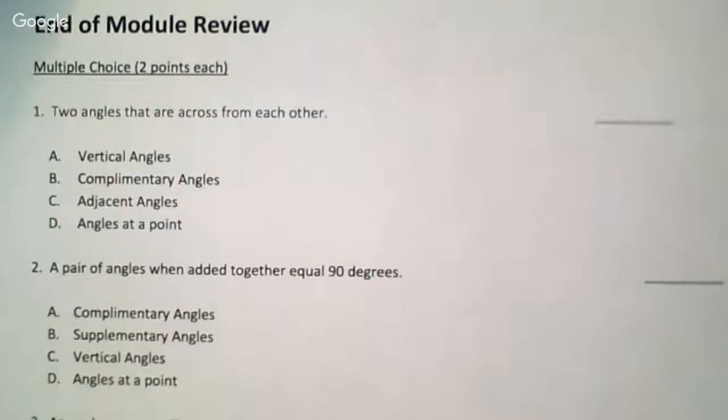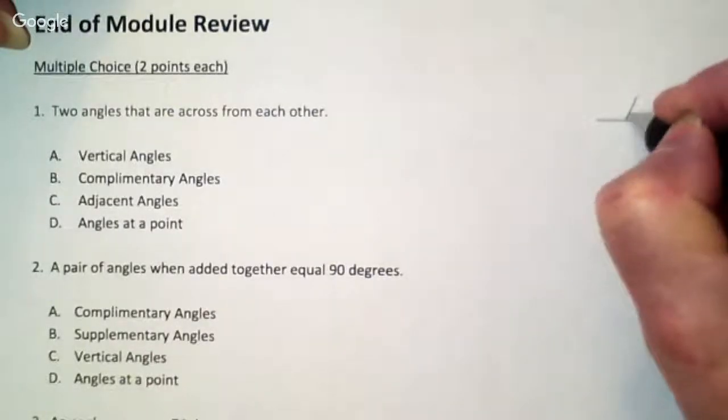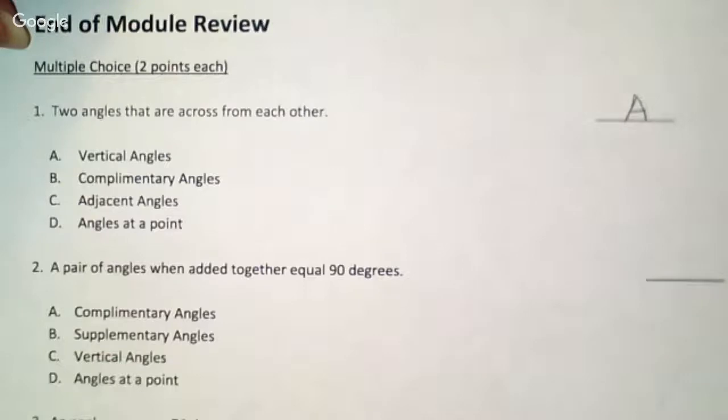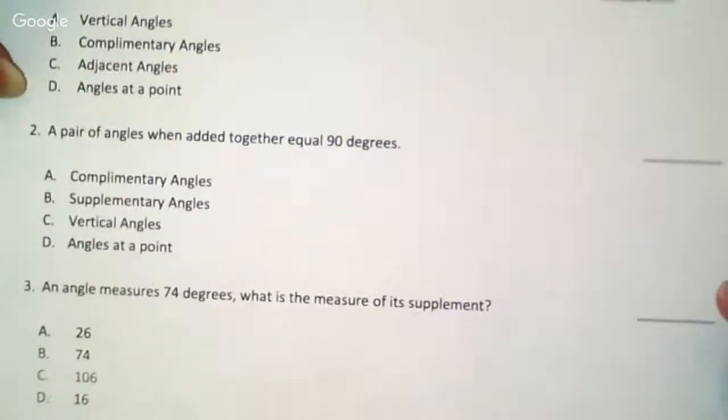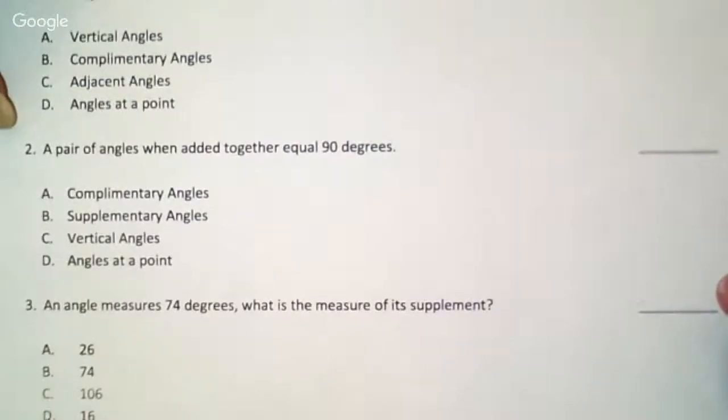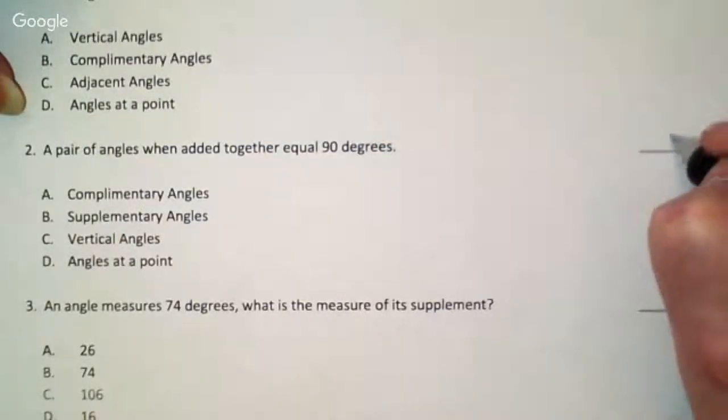Okay, this is the end of module review for chapter 6, multiple choice part of the test. Number one, two angles that are across from each other are vertical angles. Number two, a pair of angles that when added together equal 90 degrees are complementary angles.